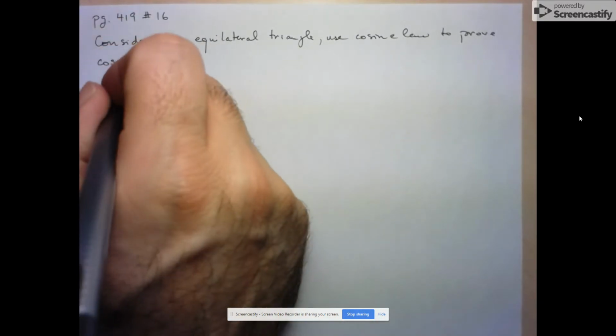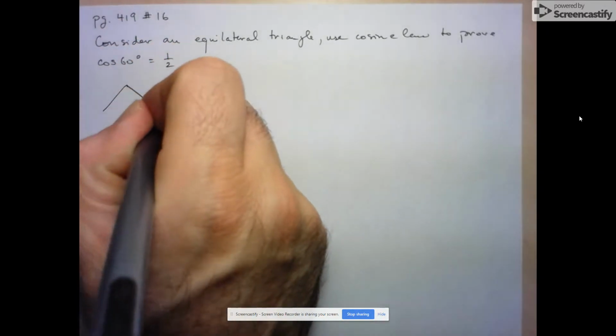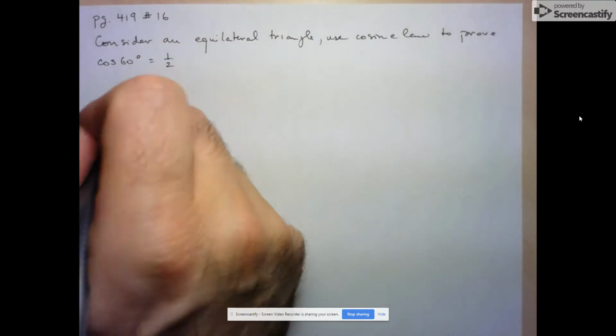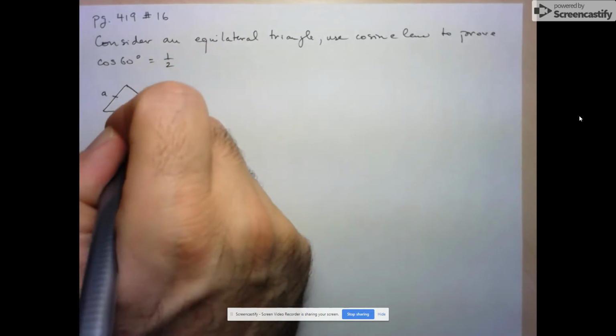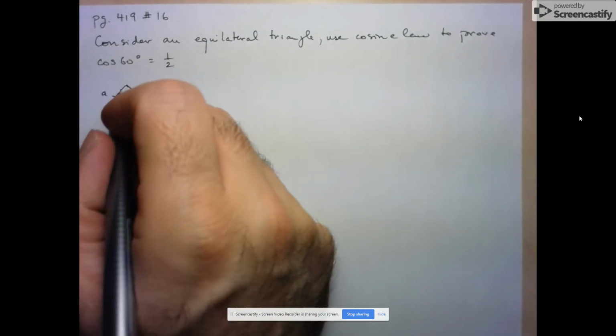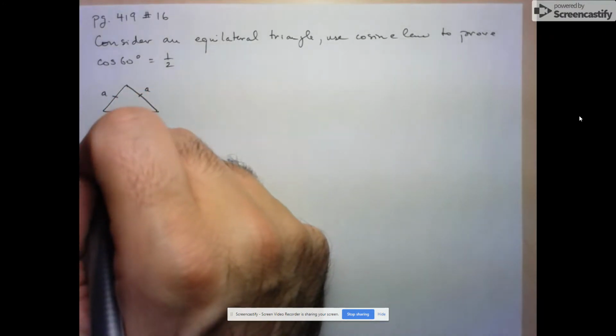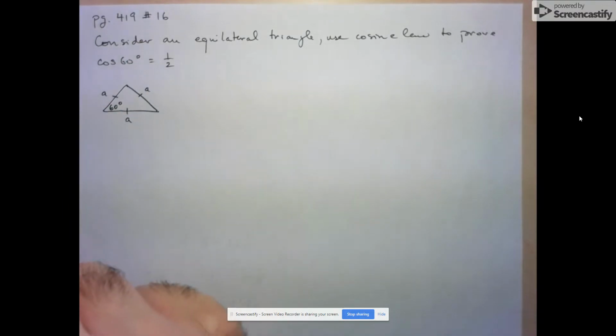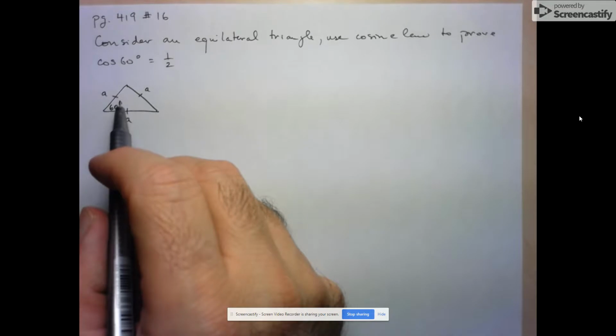So let's start with an equilateral triangle. Okay, so that means all three sides are the same. And then of course, all three angles are the same. Okay, so if I call all these sides a, and I also know that the three angles are the same, so 180 divided by 3 is equal to 60. So any of these angles is 60 degrees. All right, and so I'm going to use this setup here now to apply the cosine law.